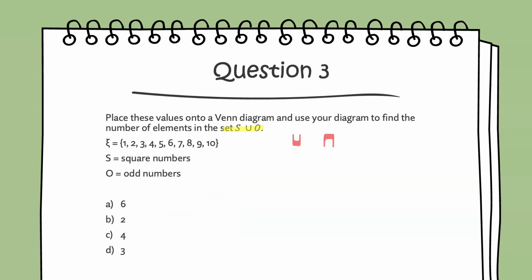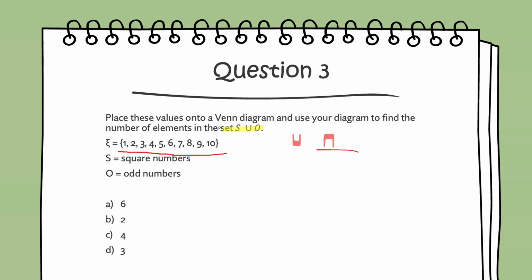Okay, so the first one here, that means or. So if we've got, say for example, the set S or O, that means what's the probability of having a number that is either a square number or an odd number, right? It doesn't have to be both, it just has to be one of the two. Okay, and the second notation here means and. So that means what is the probability of a number in this set here being both a square number and an odd number? That's it.